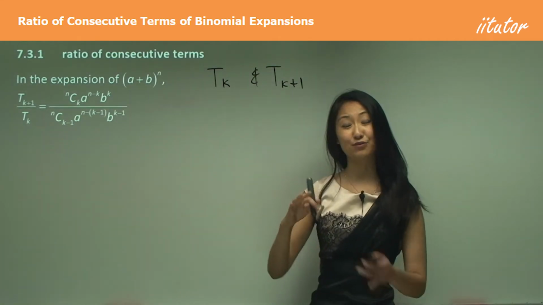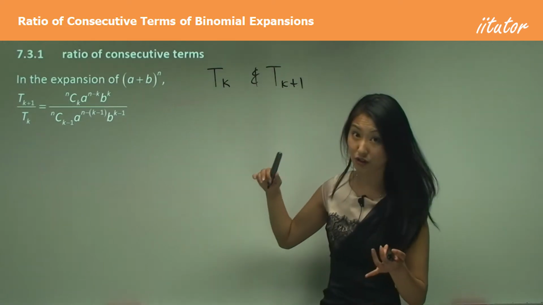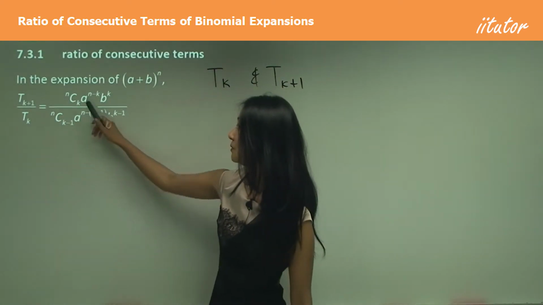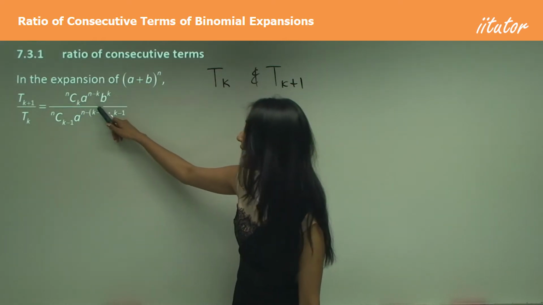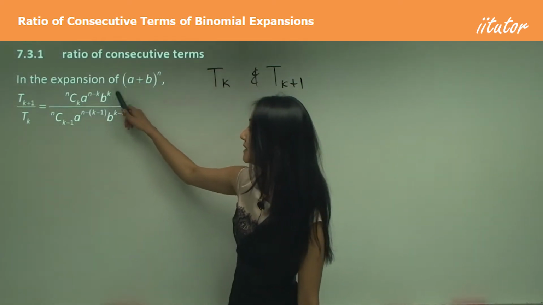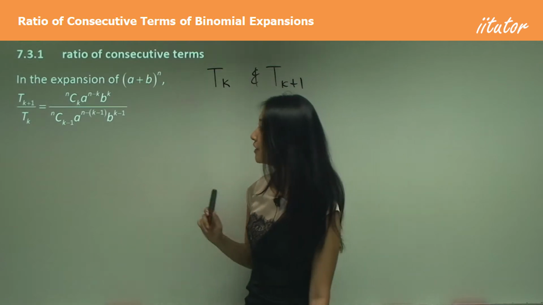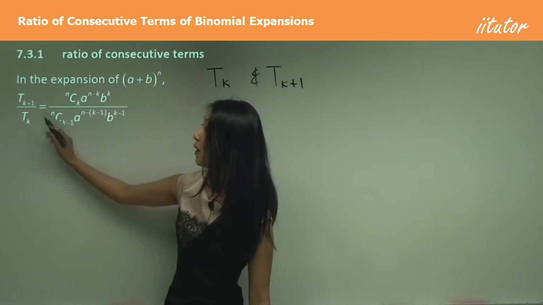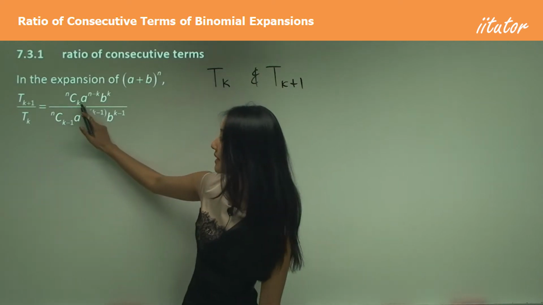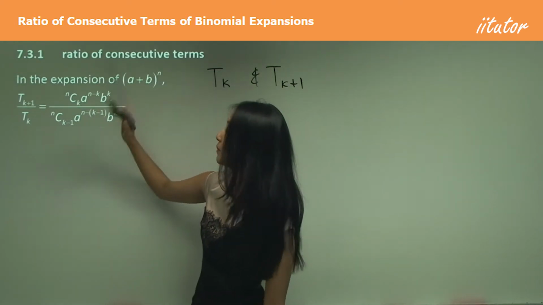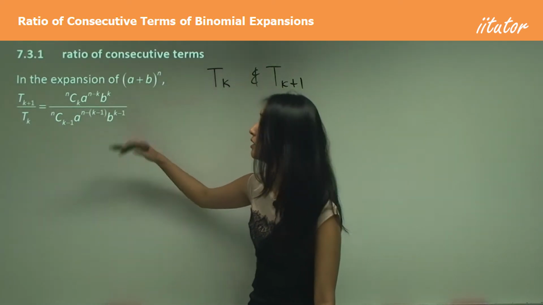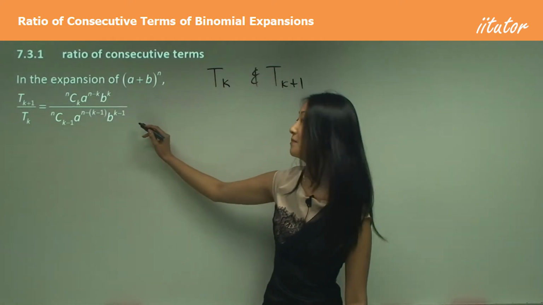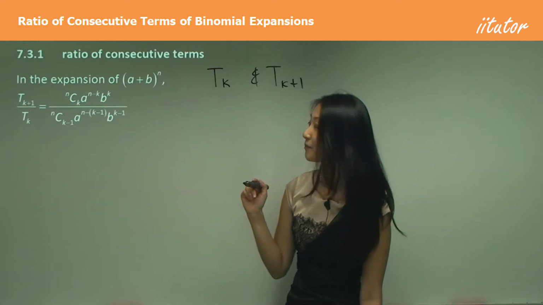So let's firstly write out the general terms. You know the general term for tk plus 1 is quite simple. So that's nCk, a to the power of n minus k, b to the power of k. Now for the term tk, that's actually just one less than that, which means instead of k, we have k minus 1. So we have n minus (k minus 1), and this becomes k minus 1 there.